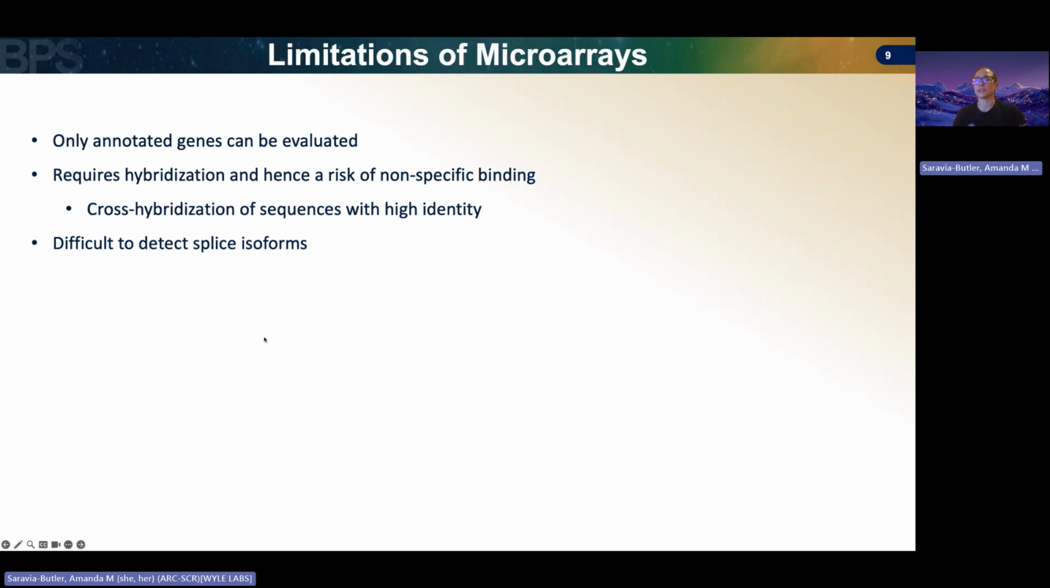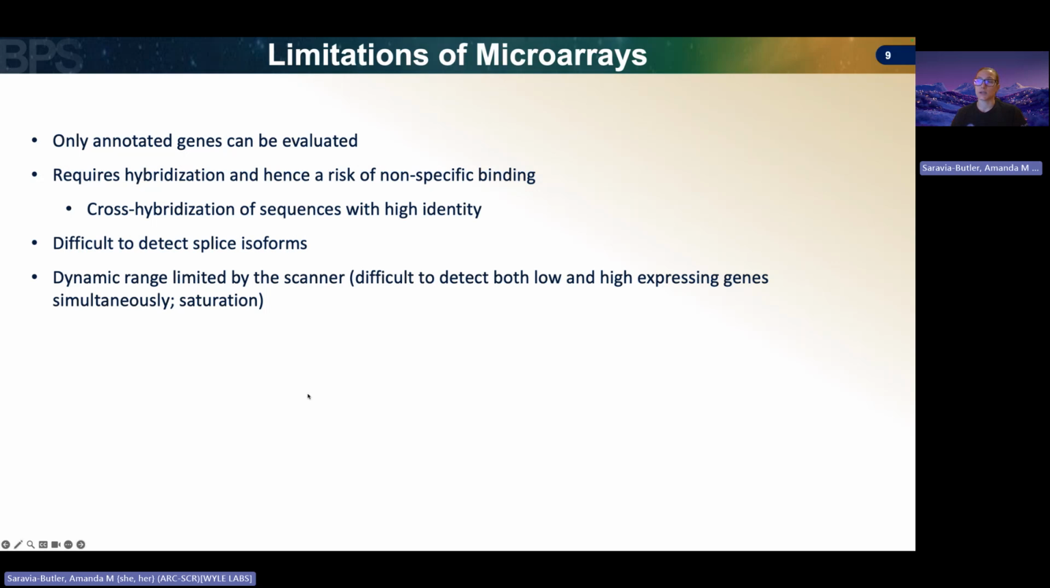It's going to be really difficult to detect splice isoforms, especially if your probe is for an exonic region of a gene that exists in more than one isoform. Then if you see that expression, you won't know what isoform is actually being expressed in your sample.